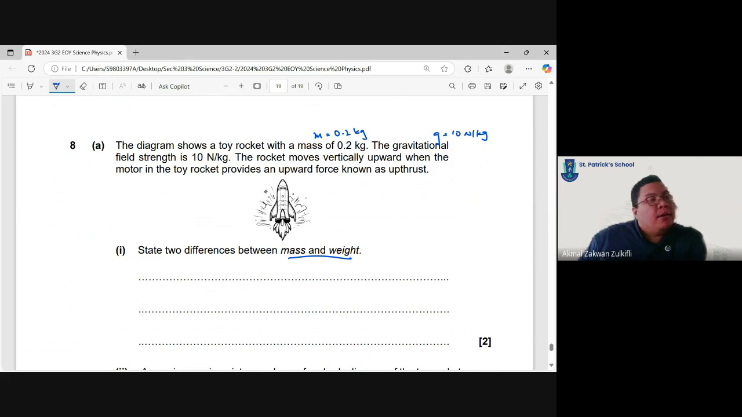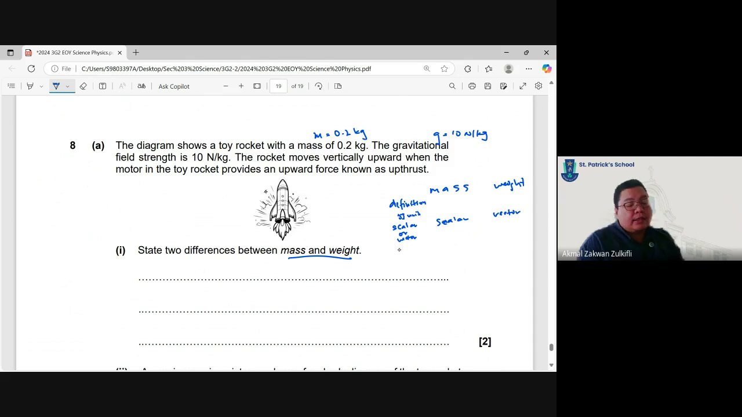This one you need to go back. There are many differences. We talk about mass, we talk about weight. We can have a difference by definition. We have differences by the SI unit. We have a difference by scalar and vector, like mass is a scalar, weight is a vector. We have a difference by dependence on location or on g, gravitational field strength. And also we have differences in terms of the measuring instrument. This one, go back to our notes.